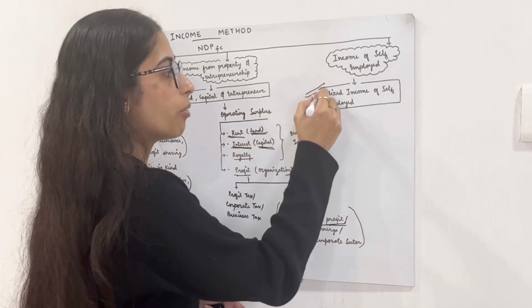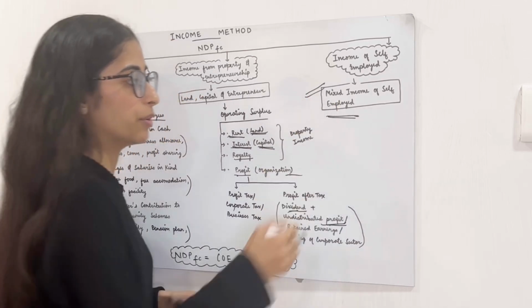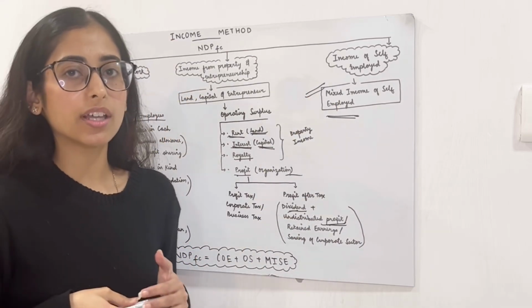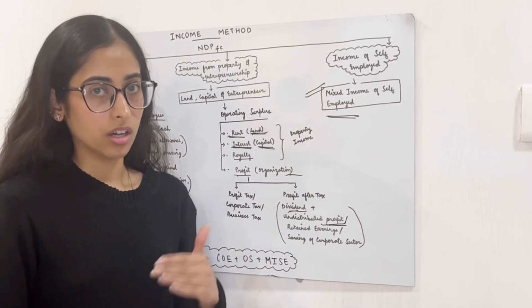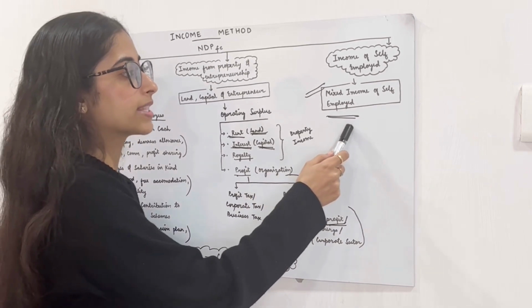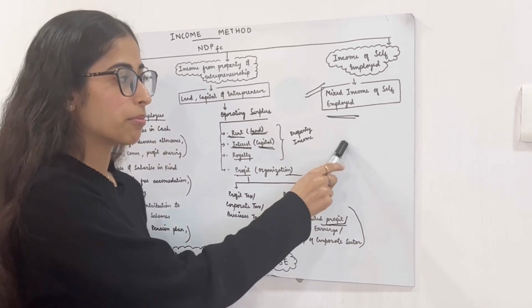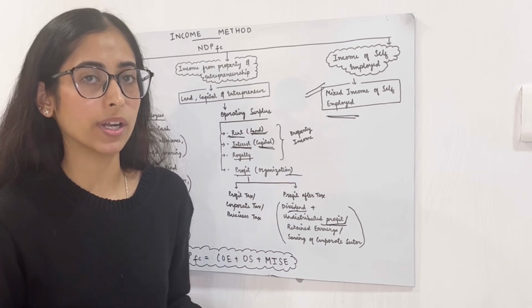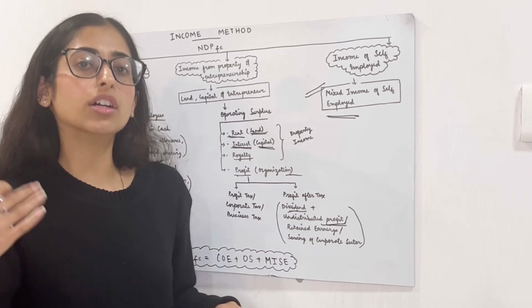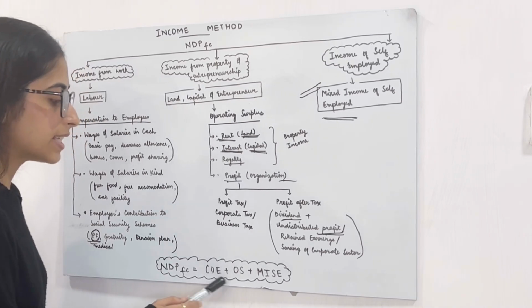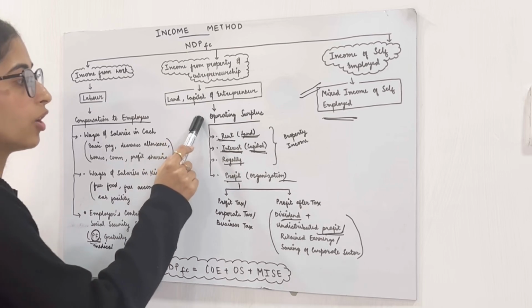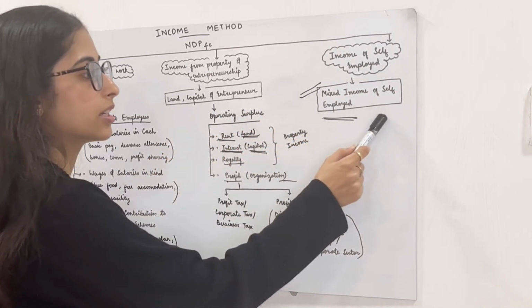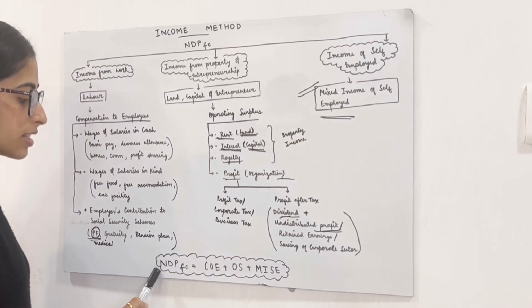Third and the last component is mixed income of self-employed. Self-employed is someone who is outside the traditional employer and employee relationship. For example, doctors and farmers who are not employed by somebody but rather earn for themselves. Adding up these three factors together, that is compensation of employees, operating surplus and mixed income of self-employed, gives us the NDPFC.